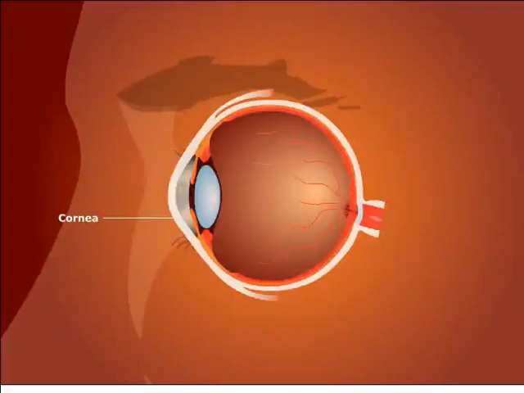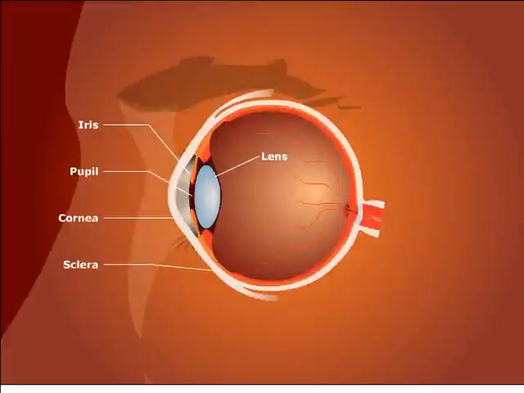The cornea is the transparent tissue that serves as the initial and powerful refracting surface. The sclera is the white portion that provides support to the eye. The iris is a pigmented circular muscle, which controls the size of the pupil and allows the right amount of light to enter the eye. The pupil is an opening in the iris that allows light to enter the eye. The lens is a flexible, transparent structure that focuses light on the retina.